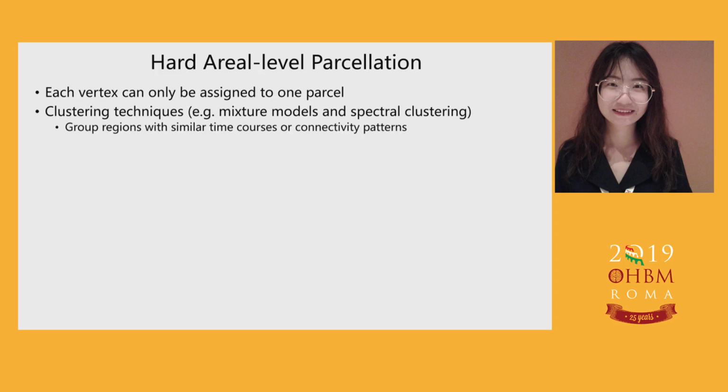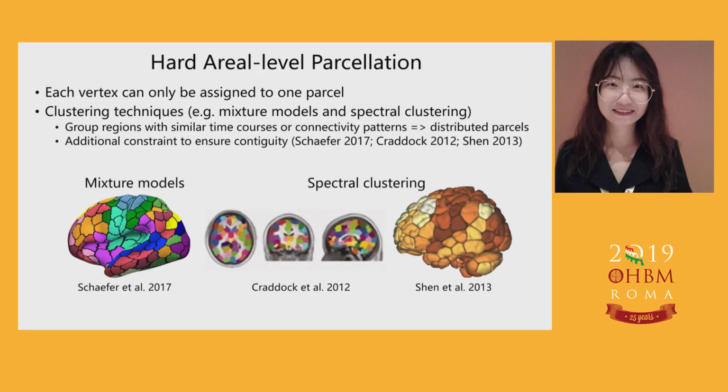The clustering techniques try to group the regions with similar time courses or connectivity patterns together. However, as I mentioned in the previous slides, two spatially far apart regions, for example, the posterior cingulate cortex and the medial prefrontal cortex, can have very similar connectivity patterns. If we group these two regions into one parcel, then this parcel will be spatially distributed. Therefore, most of the time we have to add additional constraints into our model to ensure spatial contiguity. Here I'm showing you 3 examples of the hard area level parcellations.